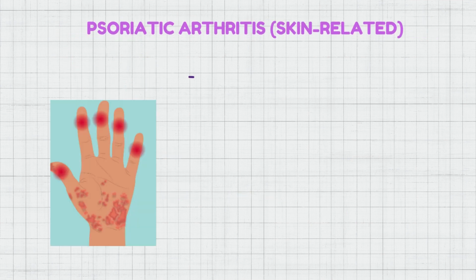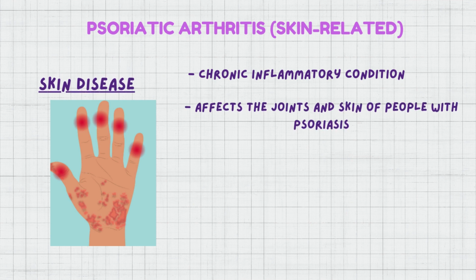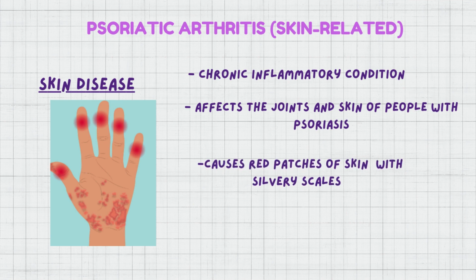Psoriatic arthritis. It is a chronic inflammatory condition, which is also known as a skin disease. It affects both the joints and skin of people with psoriasis. It causes red patches of skin with silvery scale.